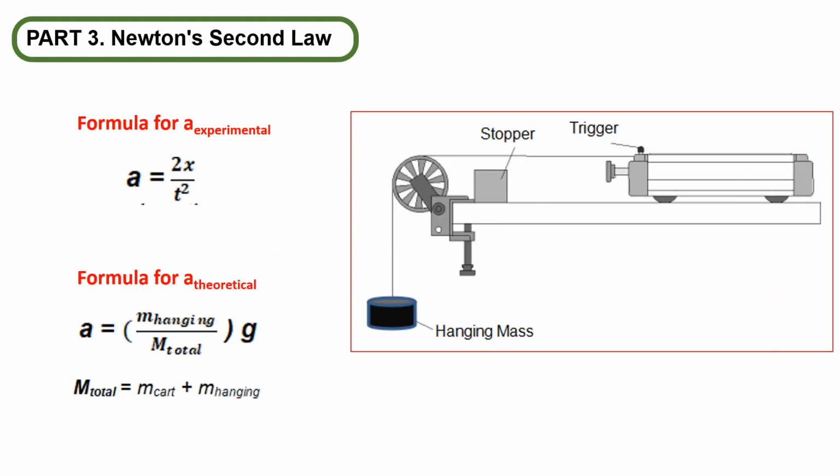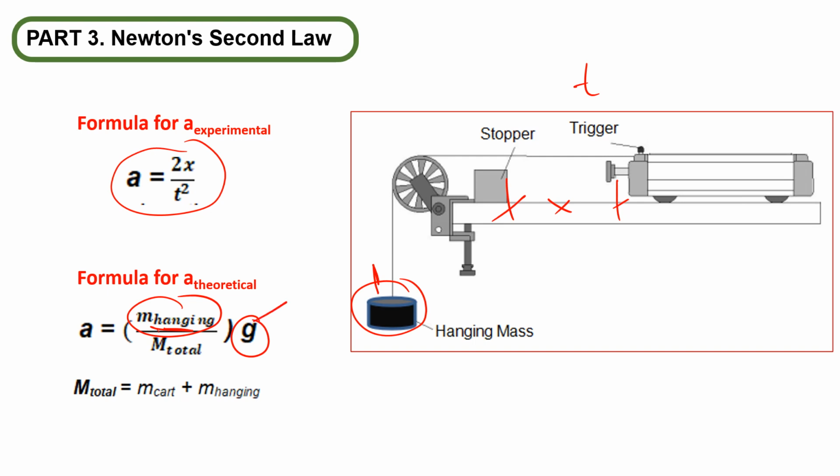Again, we have this setup. The formula for the experimental value is 2x over t squared. The x is the distance, and the time can be measured using a stopwatch. And hanging mass, this is the value of the hanging mass, whatever the mass of this one is, multiplied by acceleration due to gravity, which in this case we're going to use 9.8 meters per second squared.